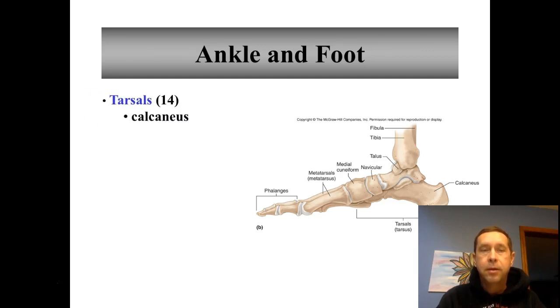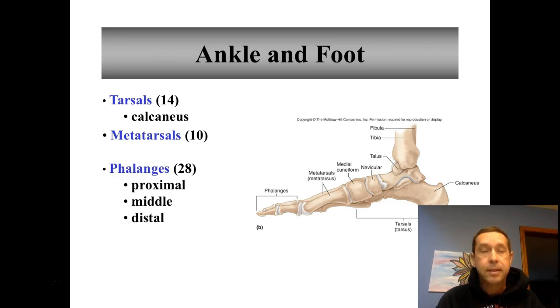The tarsals are the ankle bones. There's 14, so 7 in each foot. The large heel bone is the calcaneus that transfers the weight of your body to the ground. The metatarsals form the arch of the foot, and again they're numbered 1 through 5 from the big toe towards the pinky toe, 5 in each foot, 10 total.